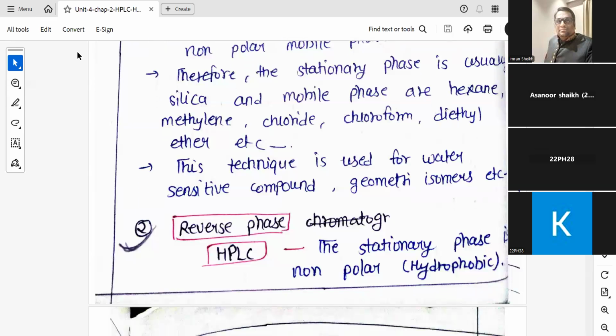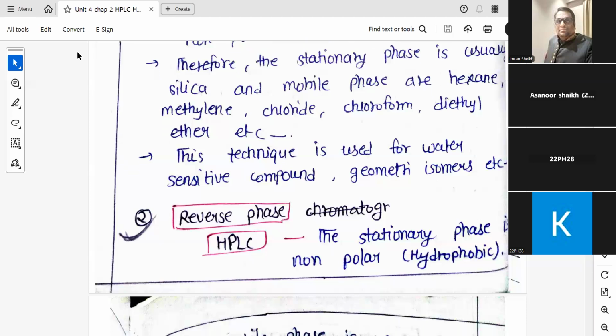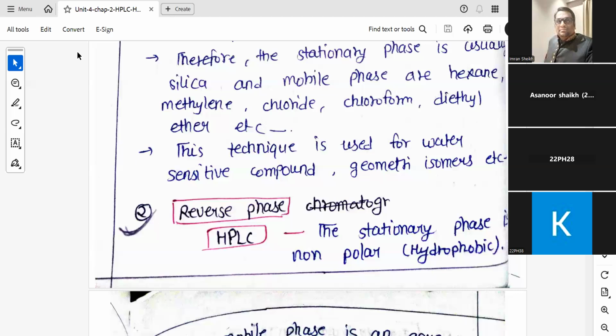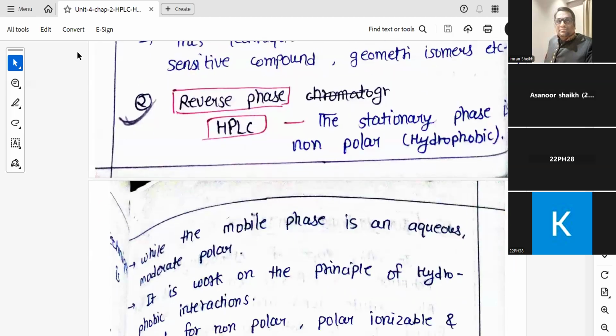Okay. Now, what is the utilization of this technique? This can be used for water-sensitive compounds. That means the samples which are prone to water. So non-aqueous compounds can be easily analyzed through this normal phase chromatography. Geometric isomers can also be separated by this process.